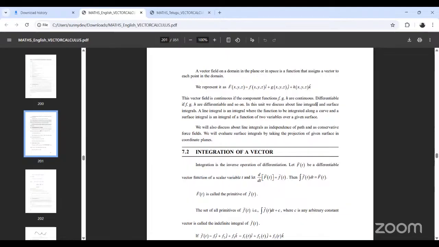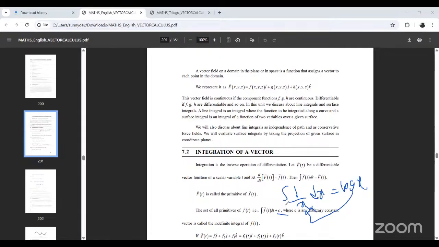Suppose the integration of 1 by x dx equals log x. Then log x is called the primitive of 1 by x. Okay? So this is the set of all primitives that we can take with the constant.